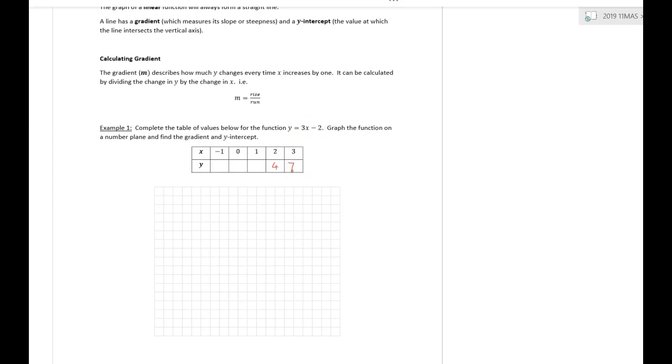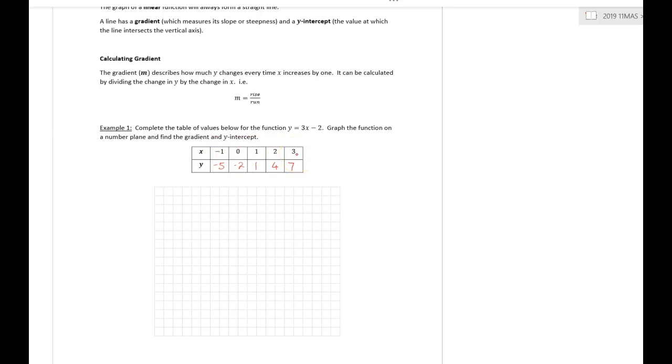Here, you can see how this function is working. Triple your input, take 2 away. Now, triple negative 1 is negative 3, minus 2 is negative 5. 3 lots of 0 is 0, minus 2 is negative 2. And 3 lots of 1 is 3, minus 2 is 1. So there we go, we've filled out a table of values for this function. This is a particularly nice table of values because my x's are increasing by 1 each time.